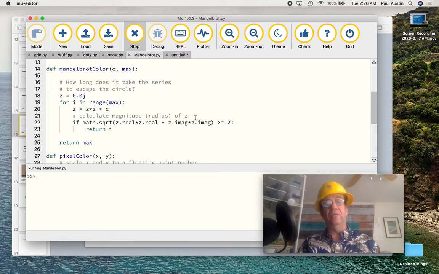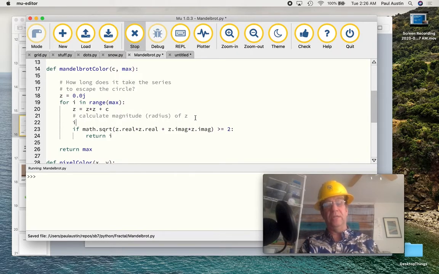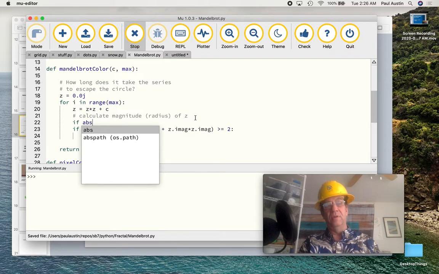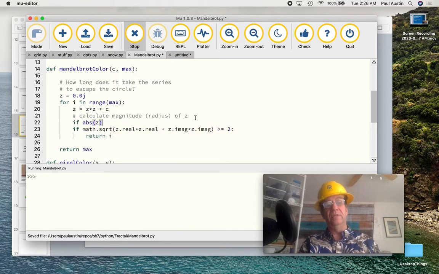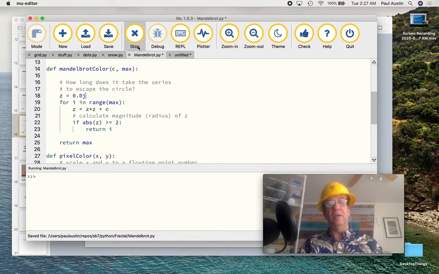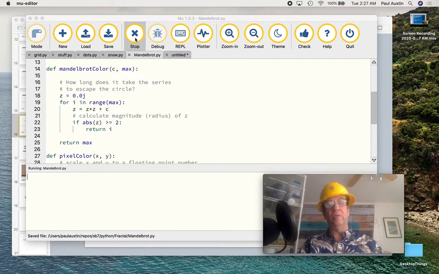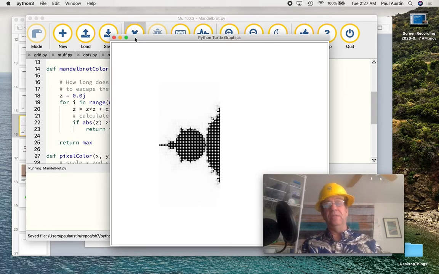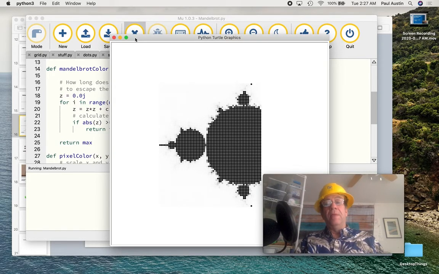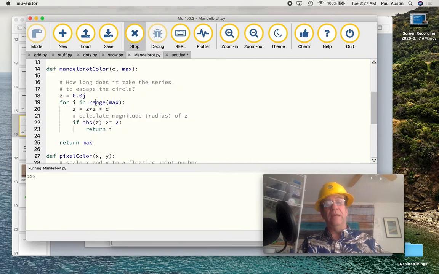I could actually throw away this line of code. I'm just going to say if abs of z greater than or equal to 2, put the colon, and I can throw away all of that. And we're going to go ahead and stop the old one and run the program again. And there's the exact same picture. So in the complex domain, when we're talking about absolute, that is exactly what the magnitude is.